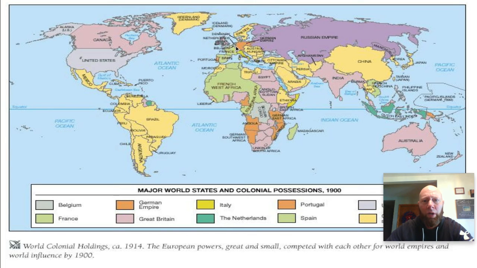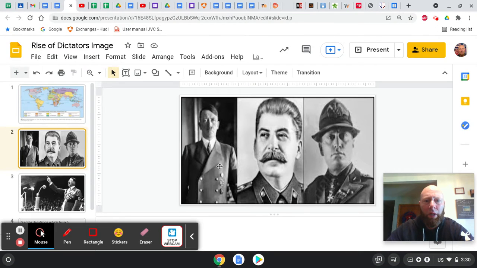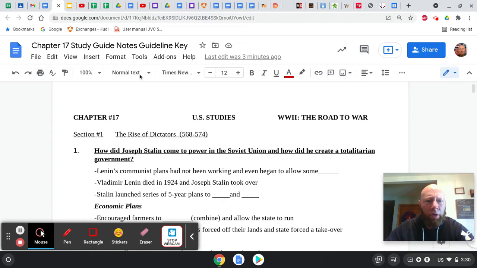So right here, Germany, right here in the middle. France, we'll talk about. We'll talk about Great Britain a lot. Italy is going to have a fascist dictator rise to power as well. Obviously we're over here. Eventually, we'll get to the Pacific, which makes this a truly world war, with Japan over here. There's some of the guys we're going to be talking about: Hitler, Stalin, Mussolini. All right, so let's get into this.